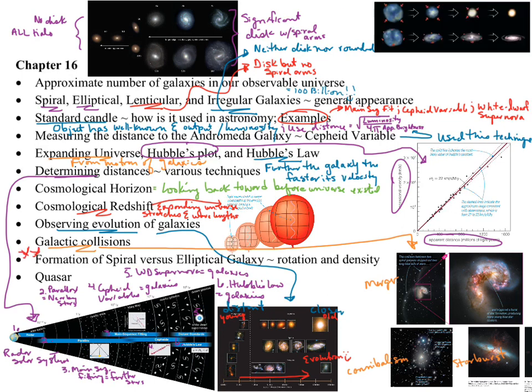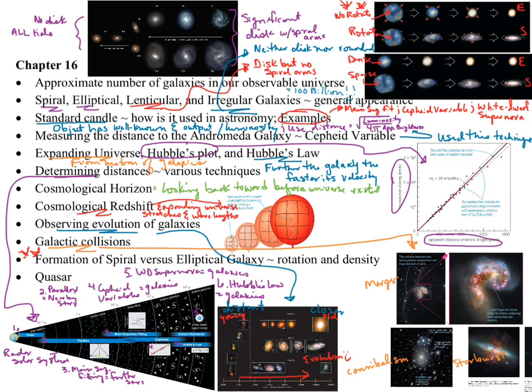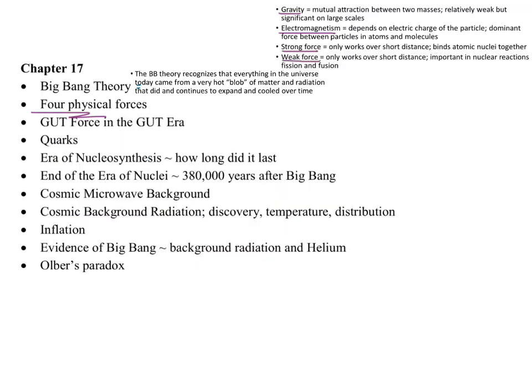That next one, the formation of spiral versus elliptical galaxies. Actually, I have two little figures up there. Remember that we said there's a deal with rotation. Okay, the top one is rotation. If it's rotating, you get a spiral galaxy. If it's not rotating, you get an elliptical galaxy. Then there's also a thing with density. If it's very dense, you get an elliptical. If it's not very dense or sparse, you get a spiral. And then quasars. Whoops. What did I say about quasars? Quasars are a feeding black hole.